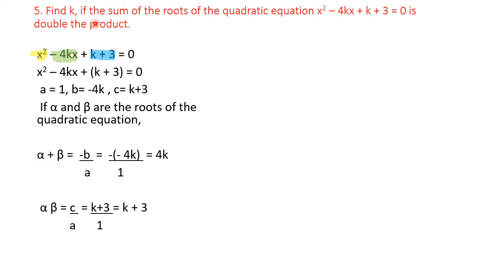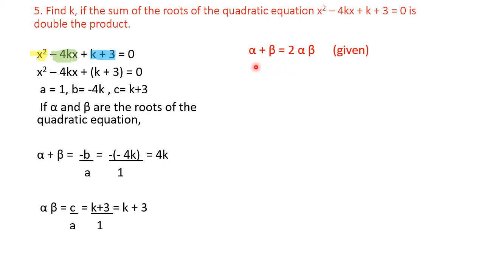So what we have done is we have found out sum and product of the roots. So they have given us something and we have to find out the value of k. So let us use that knowledge. So alpha plus beta is 2 alpha beta. What do I mean by this? What have they said? The sum of the roots is double, double means 2, double the product. Product is this, alpha into beta. So sum of the roots is double the product.